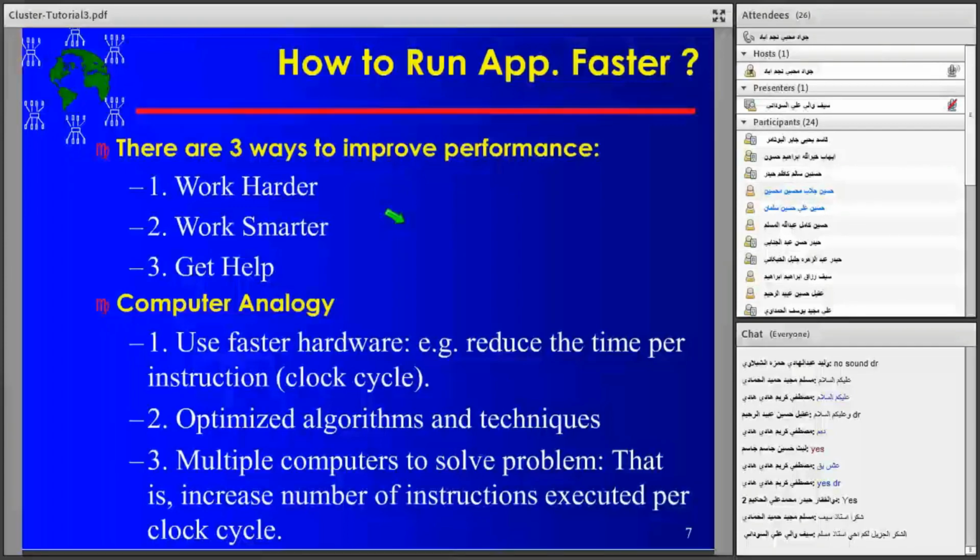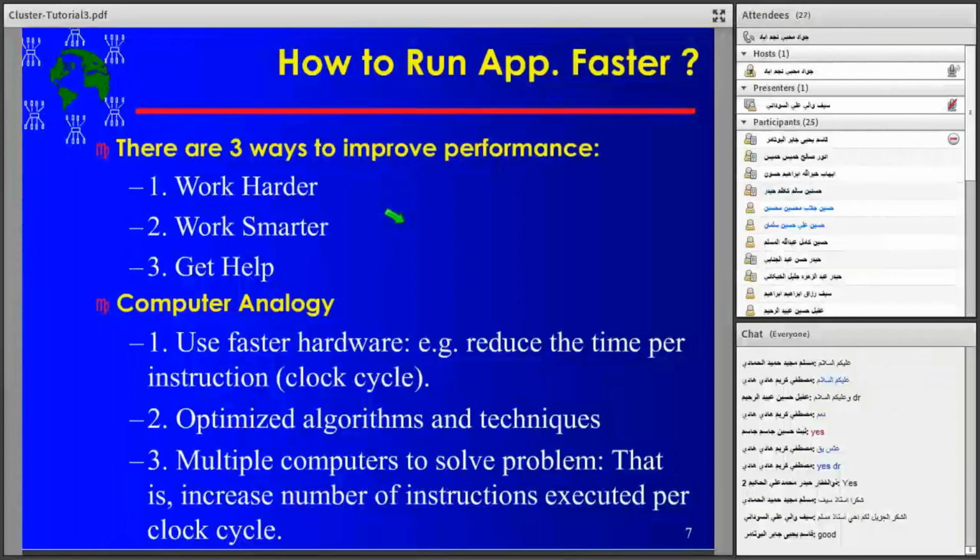When we want to compare these algorithms, we need to use the time complexity. Usually, the time complexity of merge sort and quick sort is O(n log n), but the time complexity of bubble sort is O(n^2). So we prefer to use merge sort or quick sort instead of bubble sort. It's an example. So optimized algorithms and techniques are another way to improve performance.